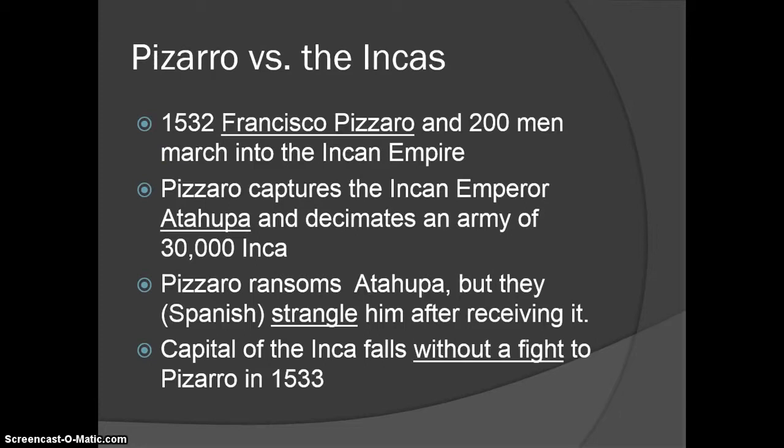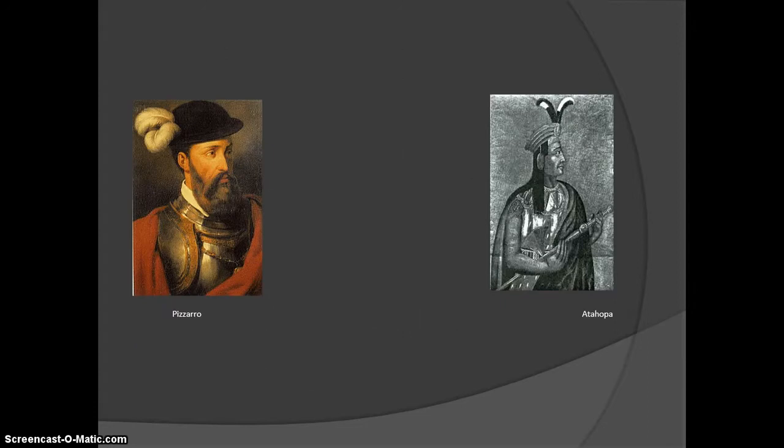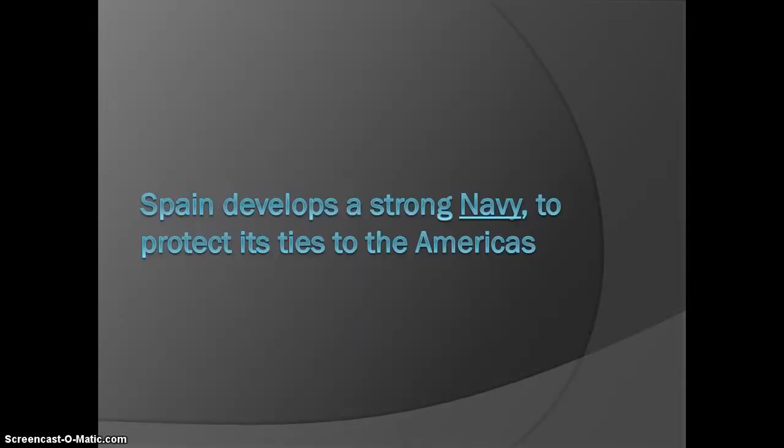Now, after Cortez, another guy, Pizarro, decides to seek fame, and he goes farther south to the Incas. He only has 200 men, but initially they capture Atahualpa, who is the Inca leader, and destroy an army of 30,000, even with only 200 men. They eventually strangle Atahualpa in an execution, and the capital Inca falls shortly without a fight only a year later in 1533. So it's a very quick conquest, and once again, superior weapons and disease play a major part in this. Here is Pizarro and Atahualpa.